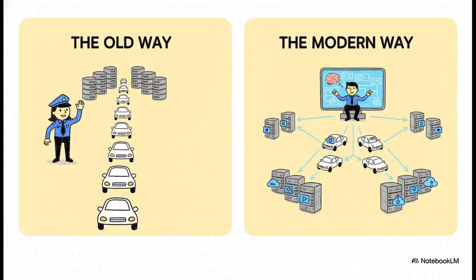Think about it this way. In the old days, load balancers were kind of like a basic traffic cop at an intersection, right? Just waving cars through, one by one, not really caring what's inside. The modern way? Oh, it's like having an intelligent dispatcher who knows exactly what's in each car, where it's trying to go, and the absolute best route to get it there. It's a total game changer.